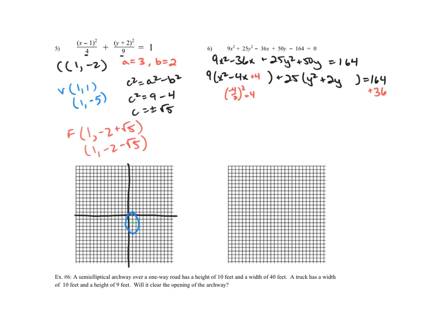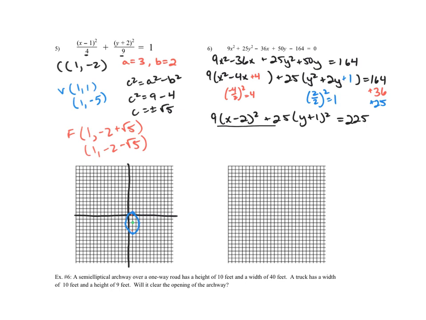Then we'll do it again with the 2 and the y terms. We'll take 2 divided by 2 and square it, and we get 1. So inside the parentheses, we're adding 1. But with the 25 coefficient, 1 times 25 means that we're adding 25. So then we get, if we rewrite this, 9 times the quantity x minus 2 squared plus 25 times the quantity y plus 1 squared equals 225. This is closer to standard form, but we need it to be set equal to 1.